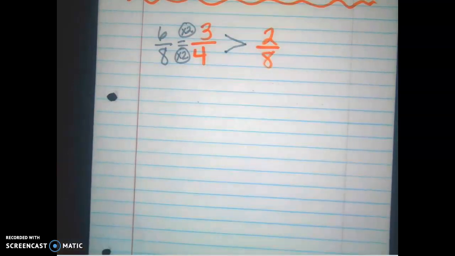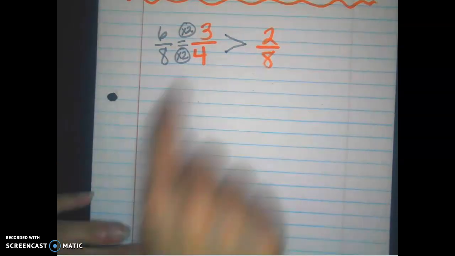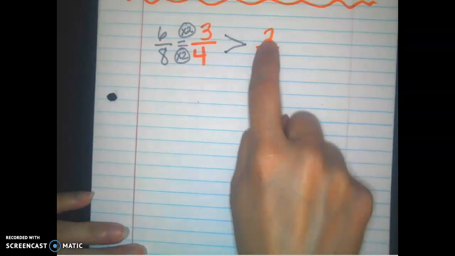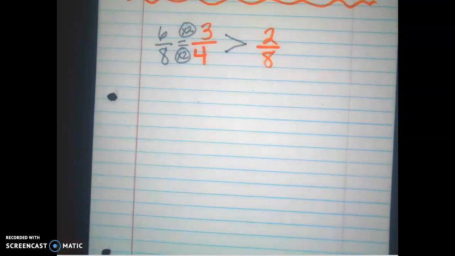Now you could have also used the half strategy on this. Half of 4 is 2. That one's more than a half. Half of 8 is 4. That's less than a half. So you could have used that on this too.